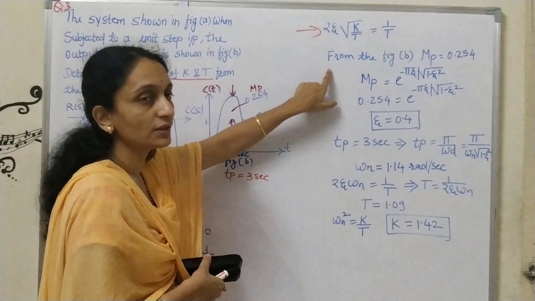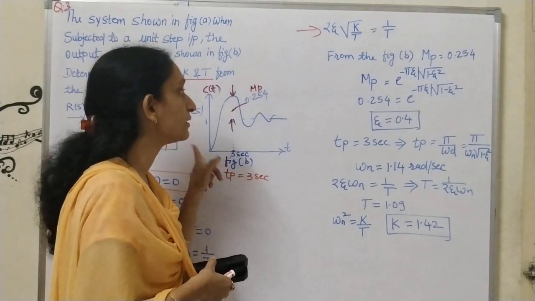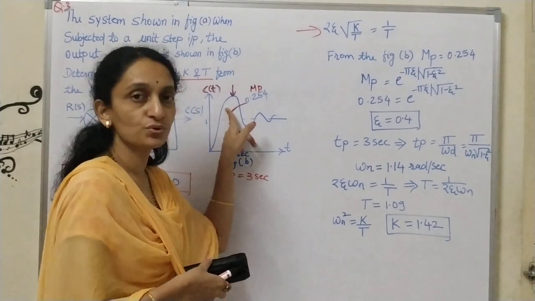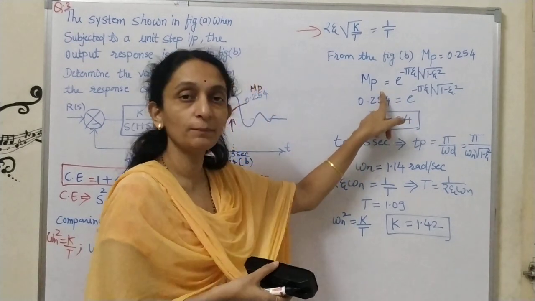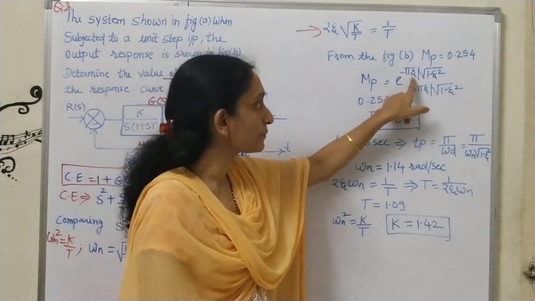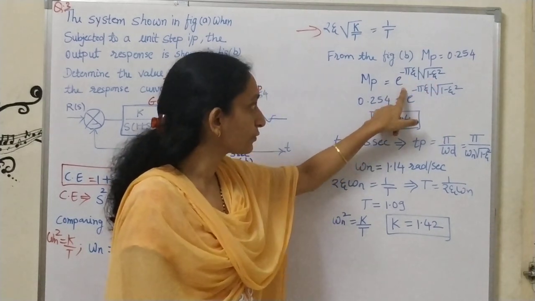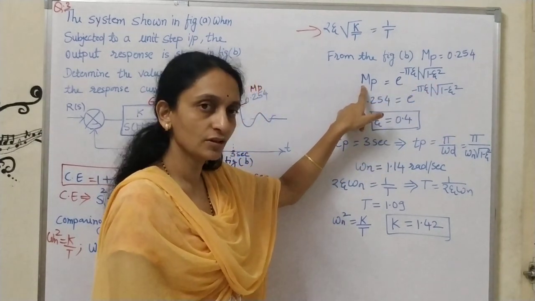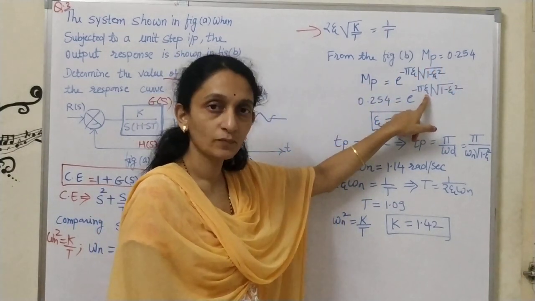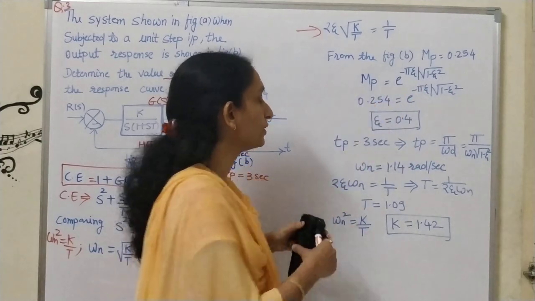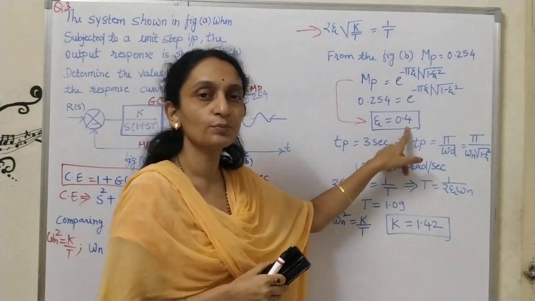Now next, from figure B, we need to calculate the constant terms. So I am using this figure B. What I have is peak overshoot MP. What is the formula for peak overshoot? I know that peak overshoot MP is equal to e to the power minus pi zeta upon under root of 1 minus zeta square. In this formula, if MP is known, substituting the data that is given, we can calculate zeta. So from MP we got the value of zeta: zeta is equal to 0.4.